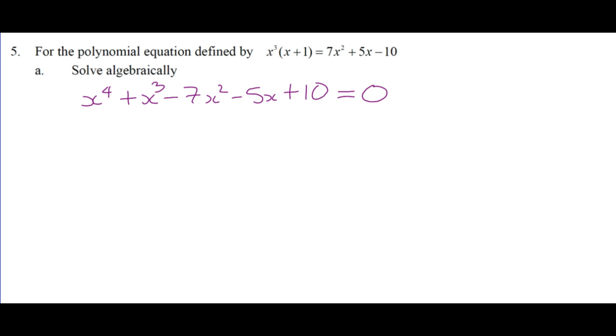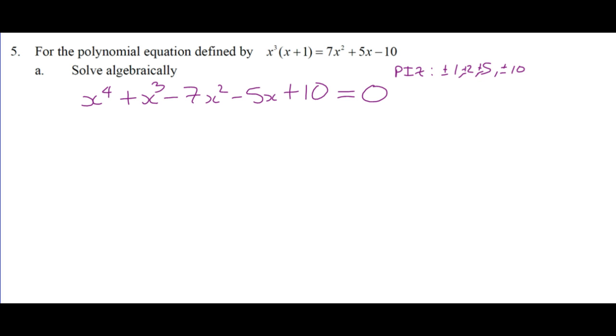X to the 4th plus x cubed minus 7x squared minus 5x plus 10. Our potential integral zeros are 1, 2, 5, and 10, right? So let's start with 1. Does 1 work? What will 1 give us? 1, 1, negative 7, negative 5, 10. Yeah, hey, 1 works. Nice.